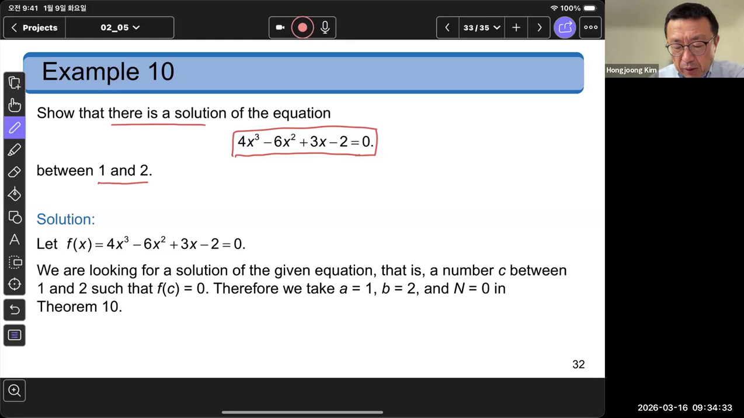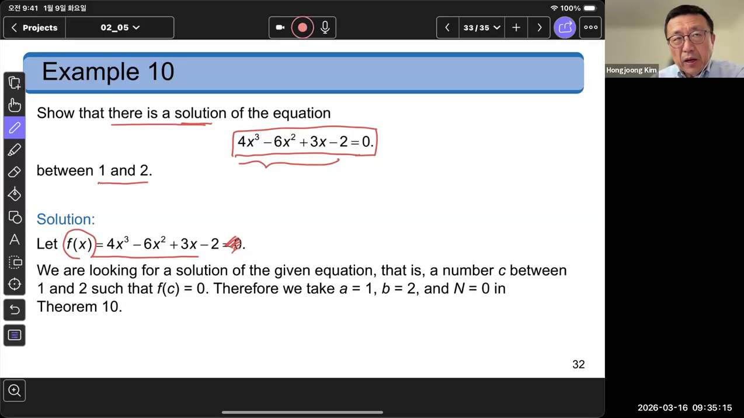Now, this left-hand side just defines a polynomial. So if I define f of x with this polynomial on the left-hand side, then the problem just requires the existence of a solution between 1 and 2. In other words, we need to show the existence of the solution between 1 and 2. Now if I draw the graph of the function, there must be some intersection.